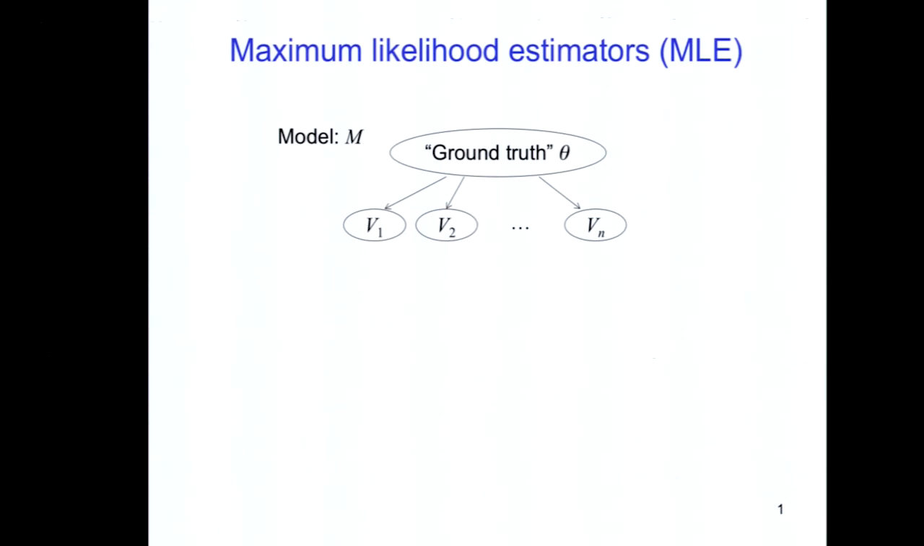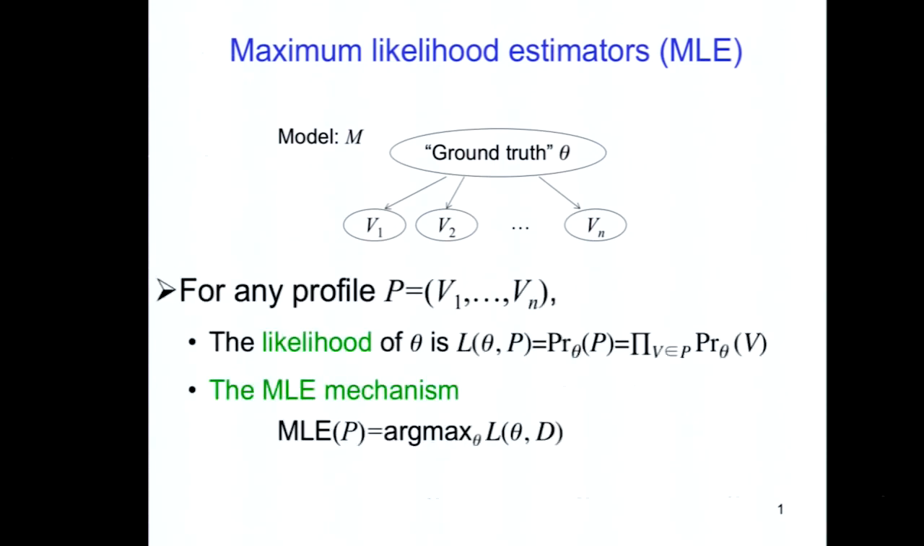So remember, this is a generative model, right? Given the ground truth parameter, you have an IID distribution over the data points. Again, IID is not necessary, but we're going to assume IID in this talk. So given any preference profile, we call it a preference profile, but it's just the input data points, each of these data points has a linear order, a ranking over a set of alternatives. The likelihood of theta with respect to this data set is denoted by L(theta, P), which is basically just the probability of generating this data under the ground truth distribution for theta.